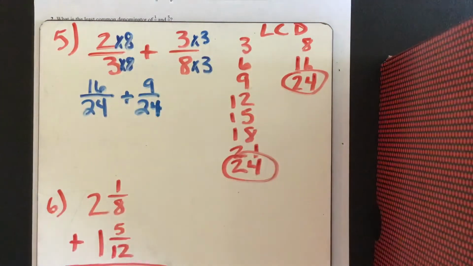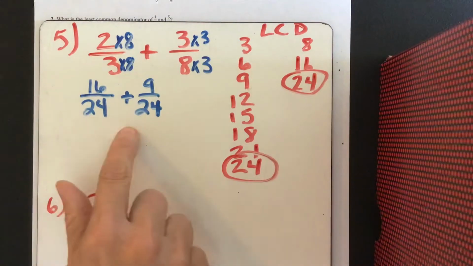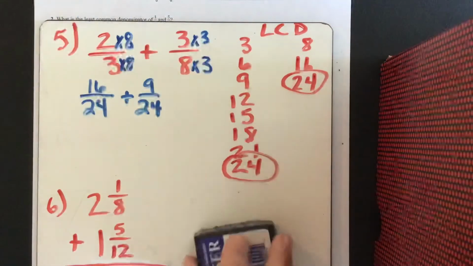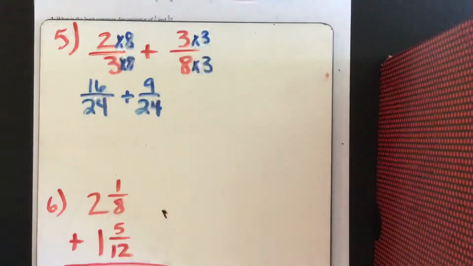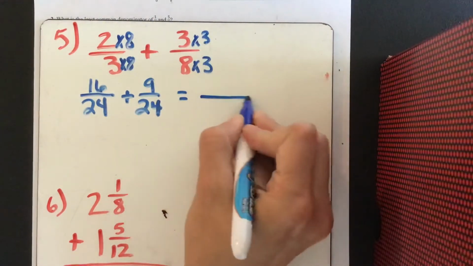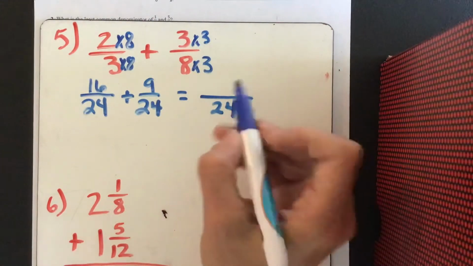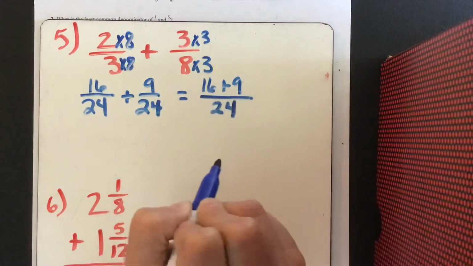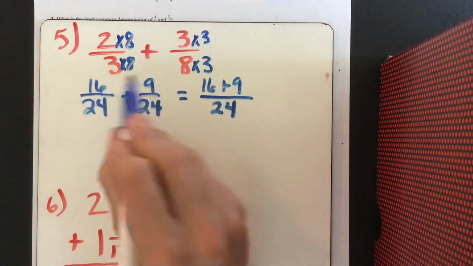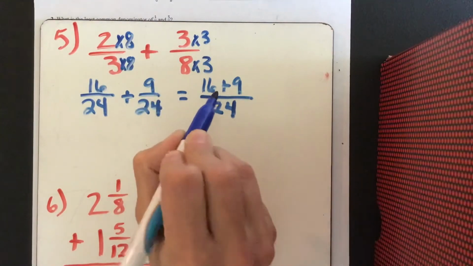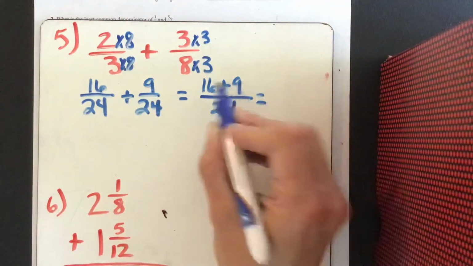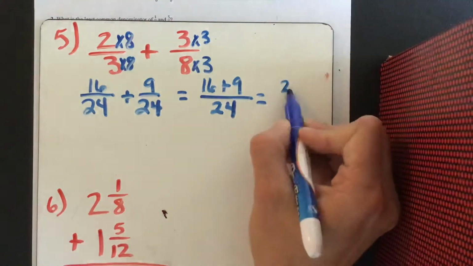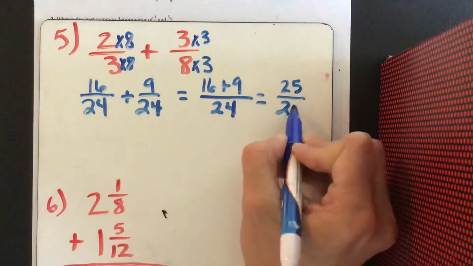Now, the rules say when you're adding like fractions, which these are now, we're going to keep the denominator. So I'm leaving the 24. And I've said this over and over, I want you to write this step so you don't mess up, especially when we get different signs and all that. It's easiest if you write the steps, you don't mess up. 16 plus 9 is 25 over 24.